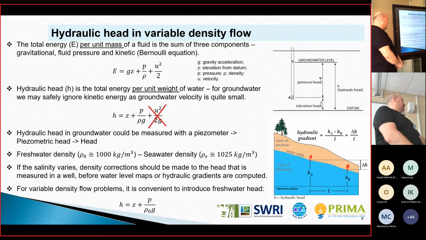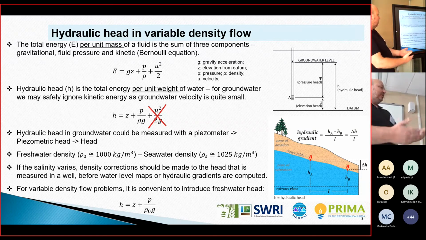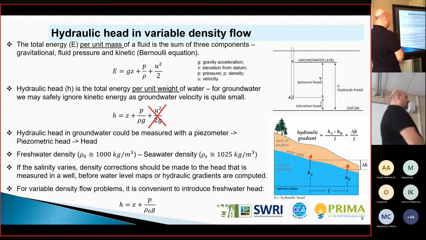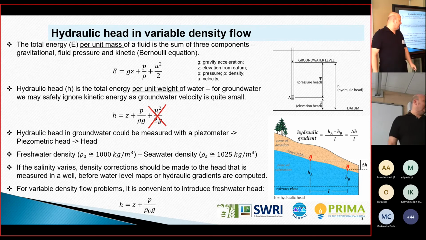For the mathematical analysis of variable density flow problems, it is convenient to introduce a new term, the freshwater head, which is actually the head given by the previous situation, but instead of the density of water in general, we use the density of fresh water, this rho 0 here.